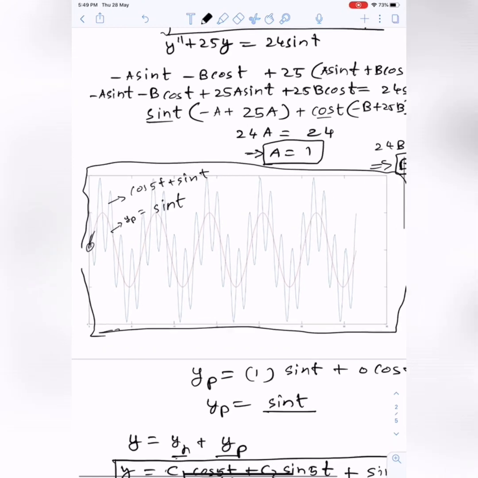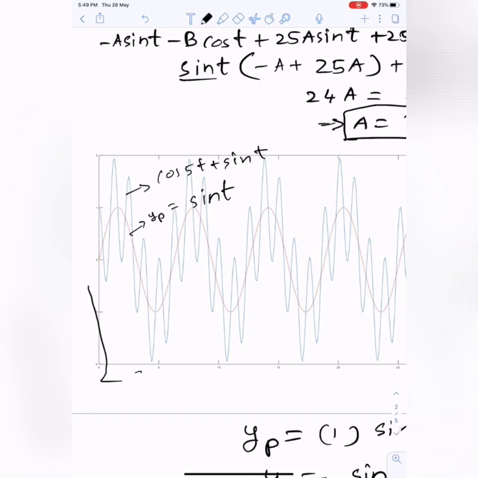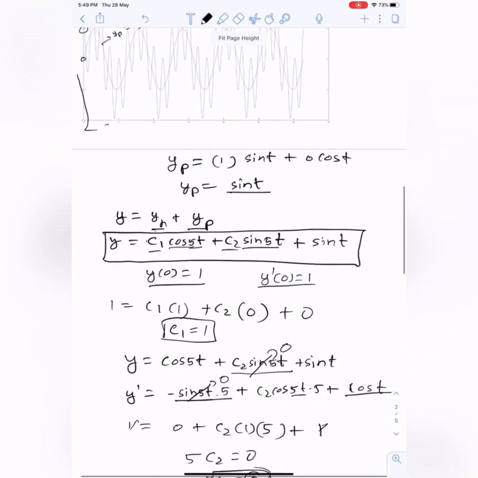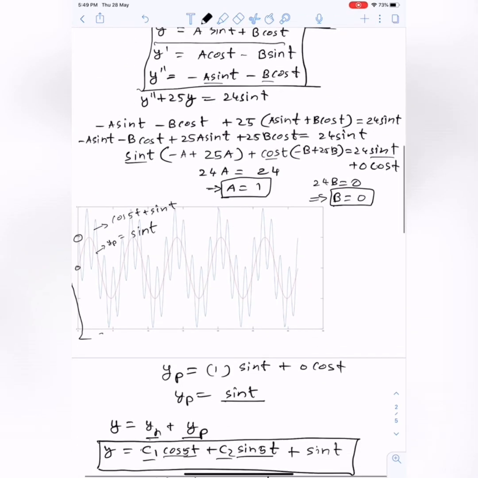Here you can see that the y particular starts from 0, but the actual solution starts from 1, because we just said that cos of 0 is 1 and sine of 0 is 0. So it makes sense that it starts from 1. What else can you figure out?